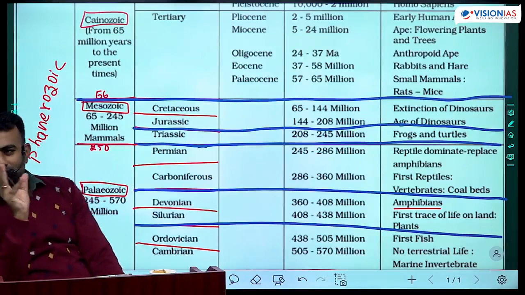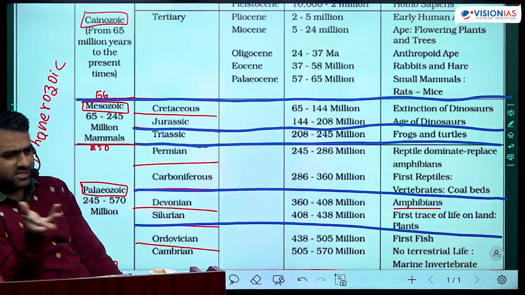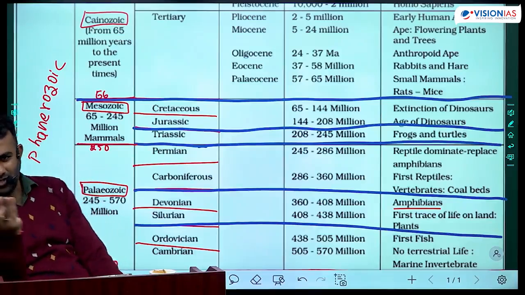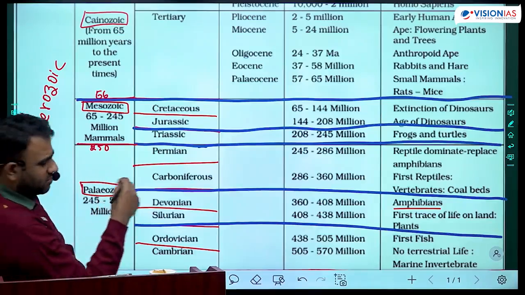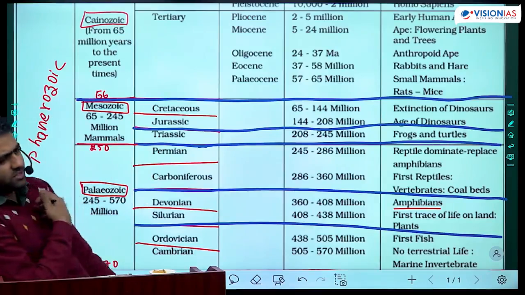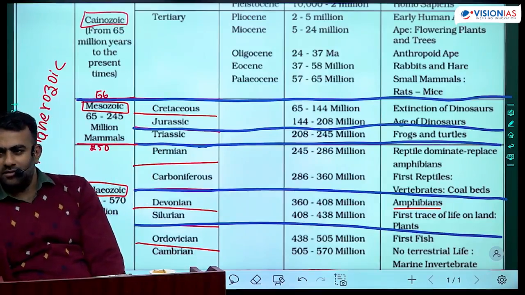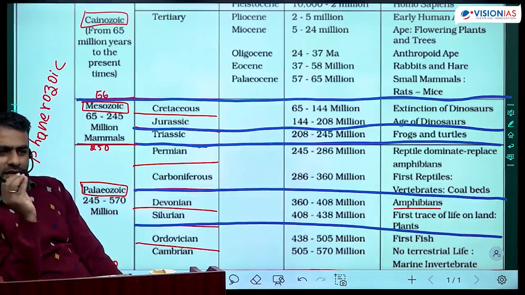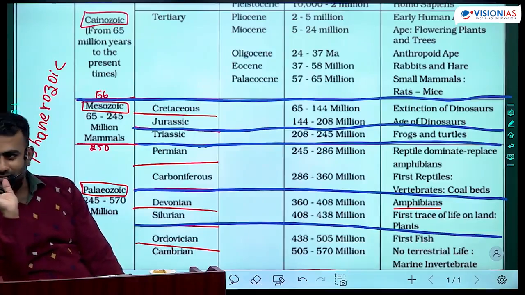Only some group of reptiles will survive. They're still there. Snakes, crocodiles, only some of them survive. Most of the reptiles are gone. The entire dinosaur group is gone. Some of them which are capable of flying will evolve into birds.